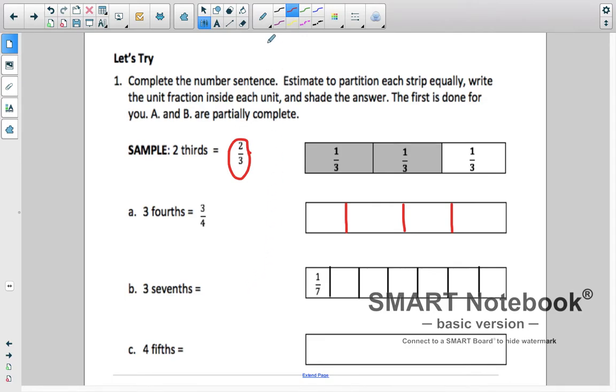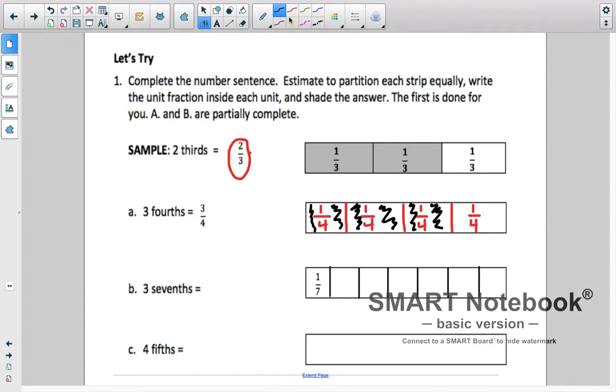Now I'm going to write the unit fraction inside of each piece. What is a unit fraction? One piece of this is going to equal what? 1/4. So each of these pieces is 1/4. That's my unit fraction. One piece of the strip or the shape. And then it asks us to shade 3/4. So I'm just going to shade around this. So that's 1, 2, and 3. I'm shading 3 parts because the question is saying 3/4.